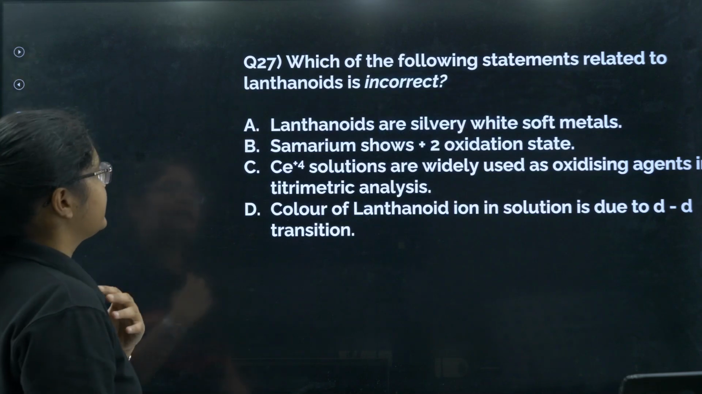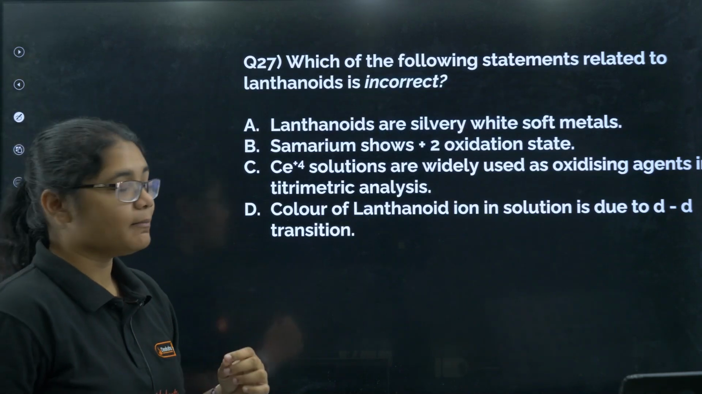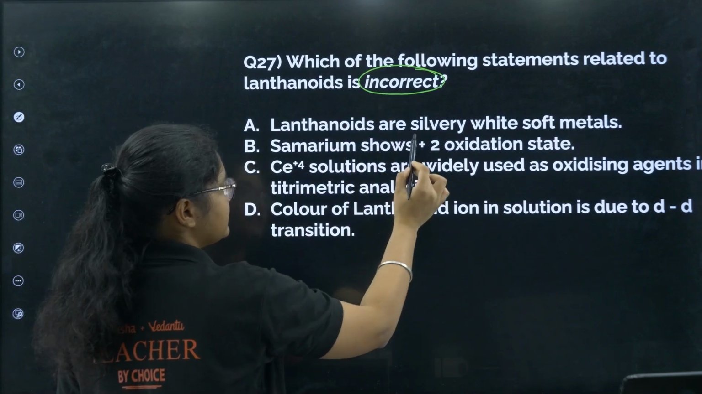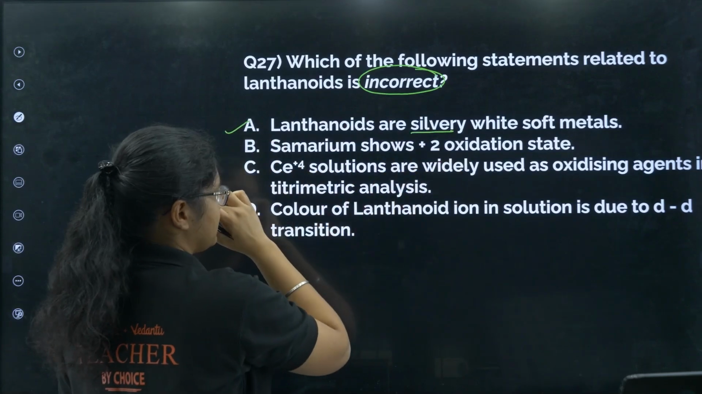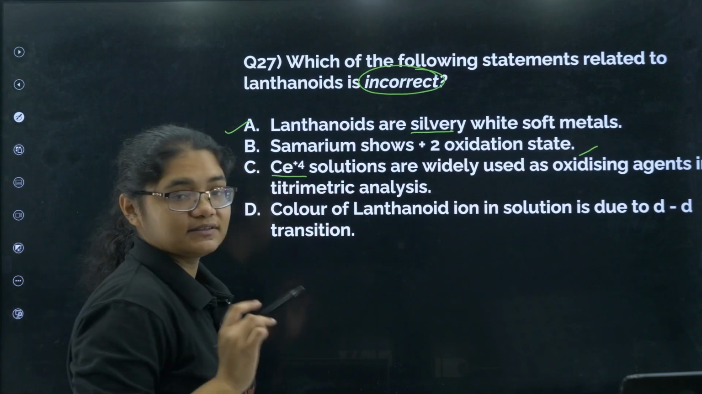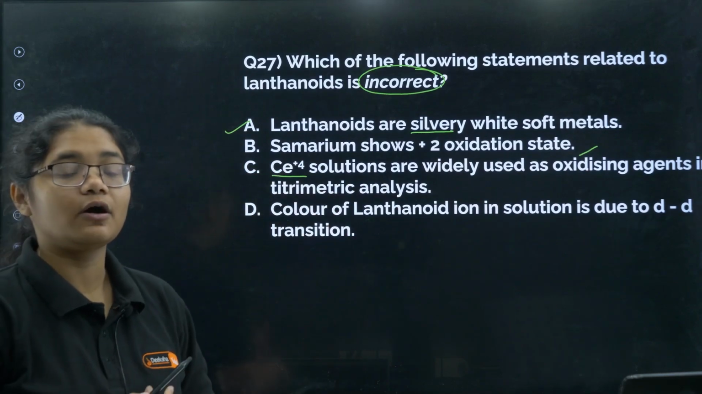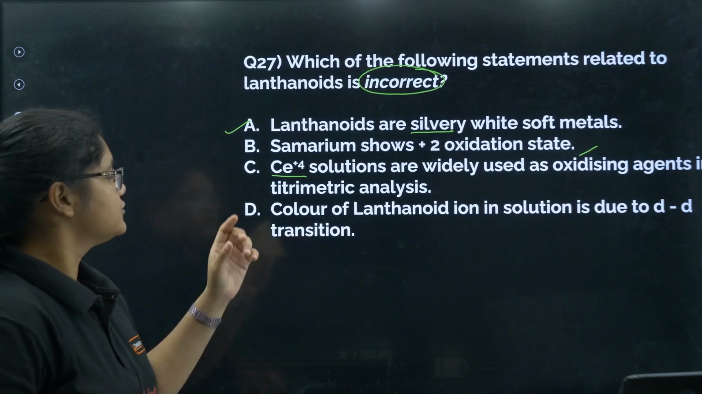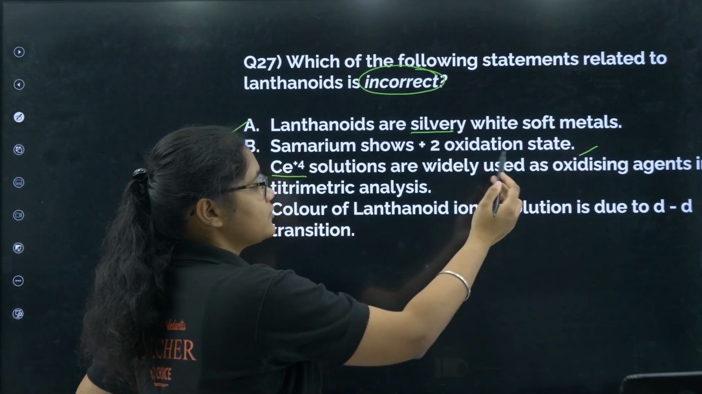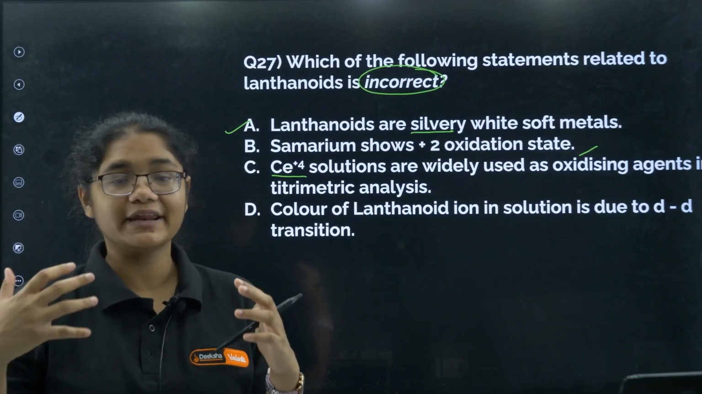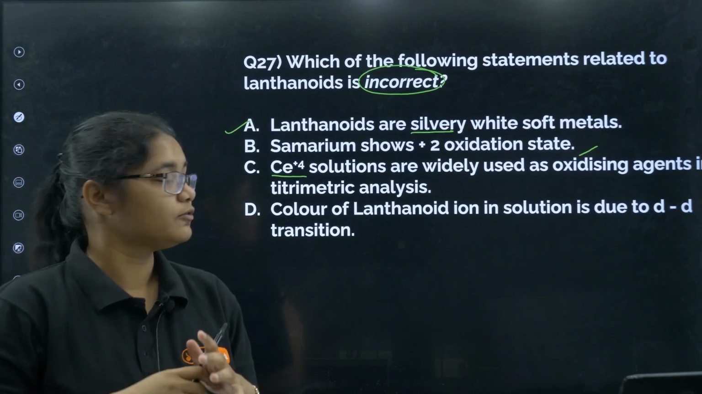Next, which of the following statements about lanthanoids is correct? Incorrect. Okay, you have to find the incorrect statement. So lanthanoids are silvery white, that is a correct statement. Samarium shows +2, that is also correct. Ce+4 is a stable configuration because I can say it is a noble gas configuration, right? So now Ce+4 are widely used as oxidizing agent. So if it is a very stable configuration, right?